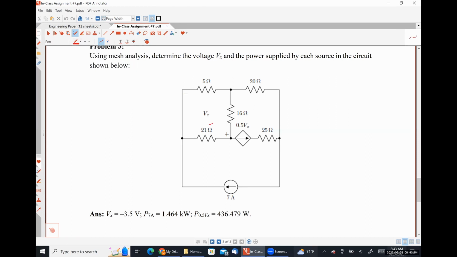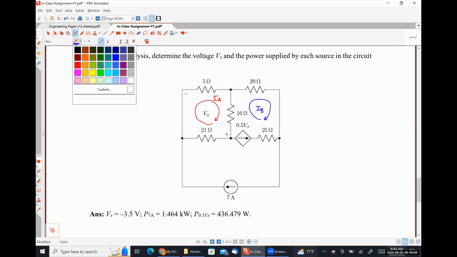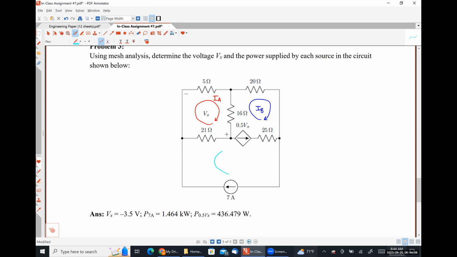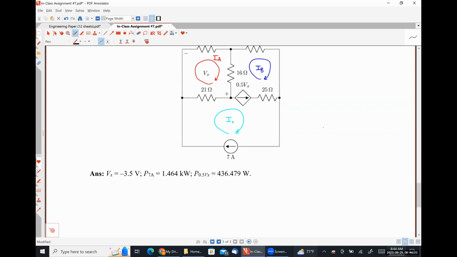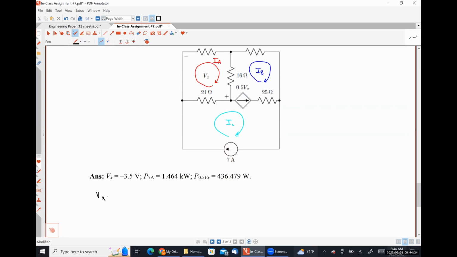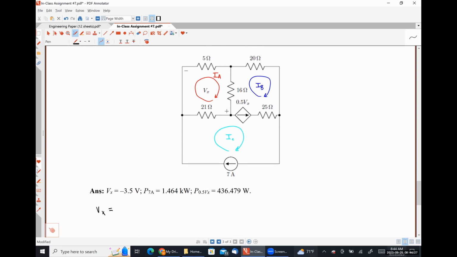So here's our mesh current, let's call it IA. Here's our mesh current, IB. Here's our mesh current, IC. That's steps 1 and 2 taken care of. Okay. I have a controlling variable, so I need to write my controlling variable relationship. So that's going to be Vx is equal to something.